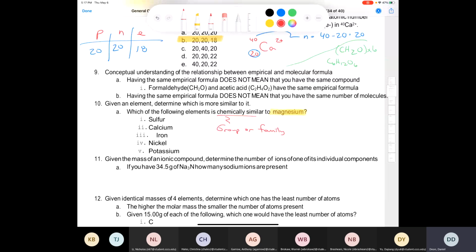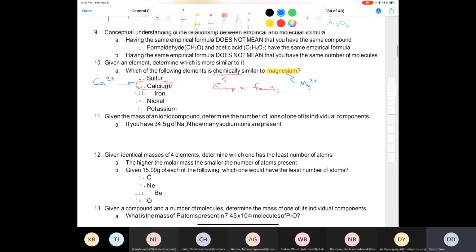If you look at group 2A, you have beryllium, magnesium, calcium, strontium, barium, radium. Calcium is in that family, and so it's going to closely resemble magnesium. You know that when magnesium forms an ion, it always forms magnesium 2+, because if it loses 2 electrons, it becomes isoelectronic with a noble gas, neon. Whereas calcium likes to lose 2 electrons because then it will become isoelectronic with another noble gas, argon. So that's the kind of thought process you want to have.